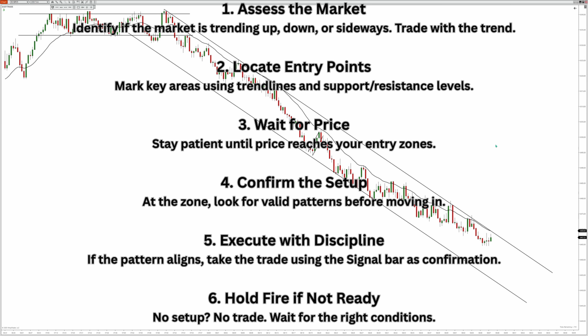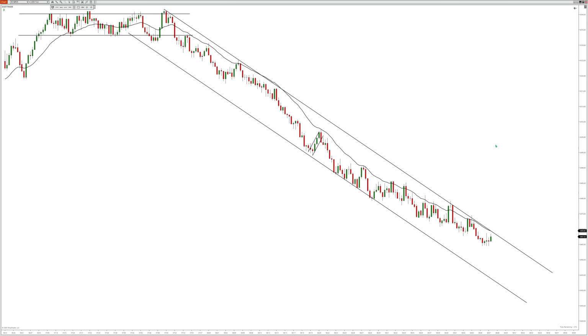ES E-mini futures 2000 tick chart, and we're using price action rules and market geometry to determine where to enter for high probability setups. So as you can see, we're starting off the day with this really strong downtrend working lower.